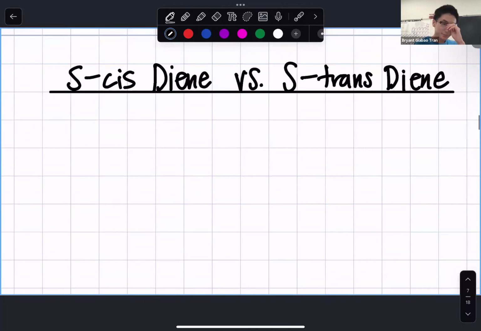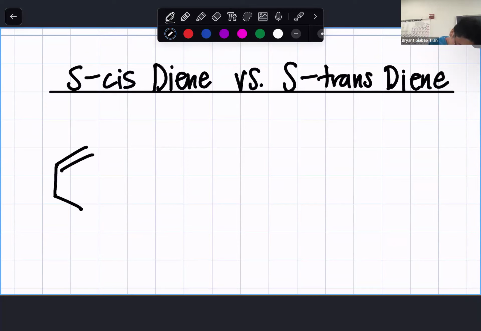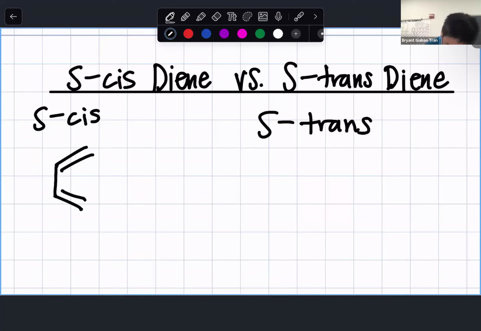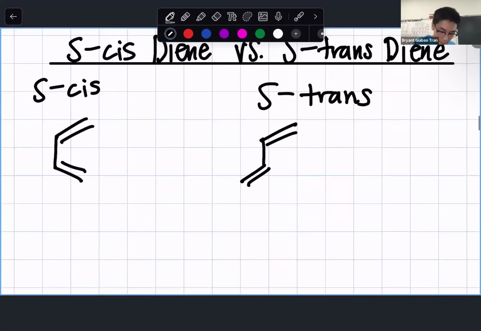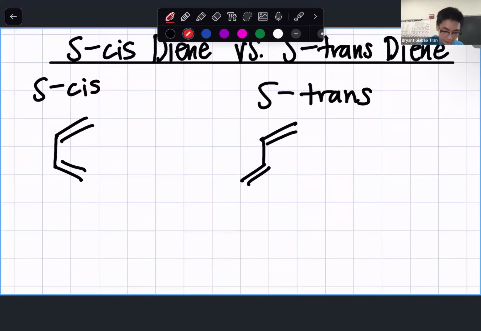Right. So an S-cis diene looks like this right here, S-cis. An S-trans diene looks like this right here. Right. In Diels-Alder, we want to be in the S-cis form. We want the diene to be in the S-cis form to react. Right?